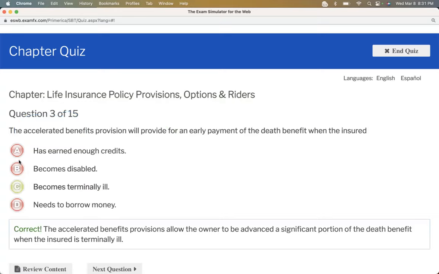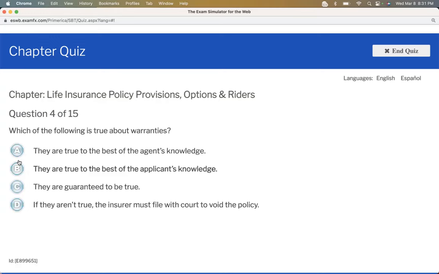See, once you know how the accelerated benefit rider works, they could twist it on you. They could make it super complicated. Doesn't matter. You got it because you understand the concept. That's where you want to be. By the time you take the test, you want to be there. You understand the concept. Don't memorize questions, because the test is going to have different questions than any exam prep tool that you could find.